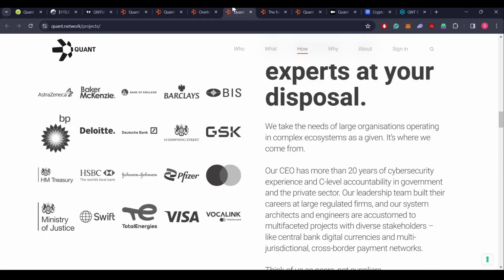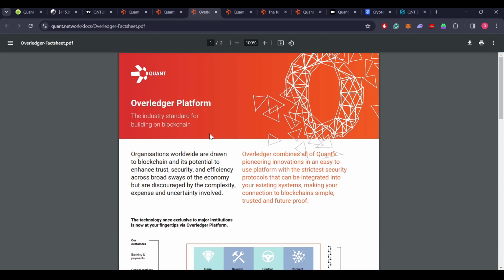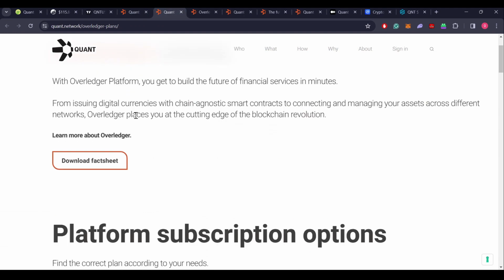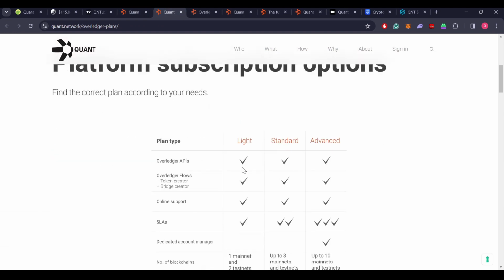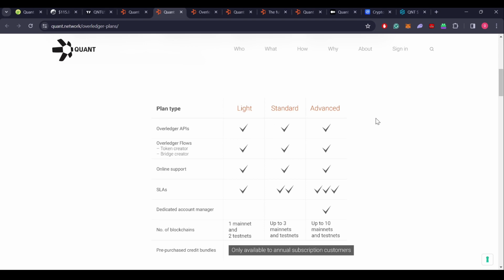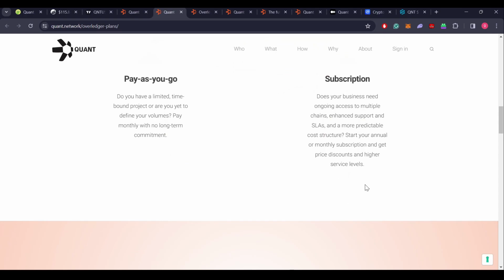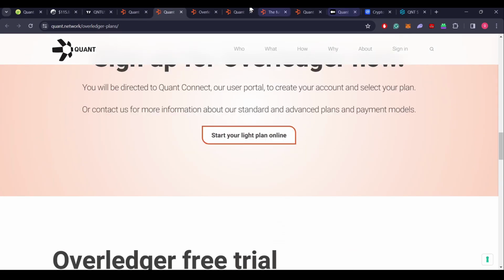So basically they have this platform where enterprises can build a blockchain. To use Quant, the QNT token is actually required. They have subscriptions for different things, as you can see here: there is a light, standard, and even advanced. They do not show prices, but they have a pricing mechanism.